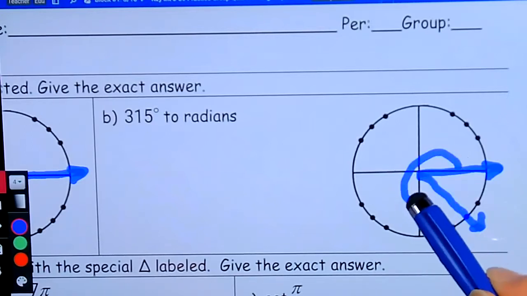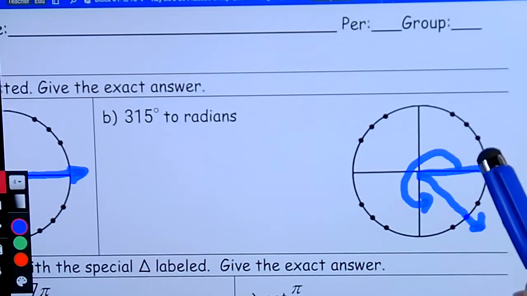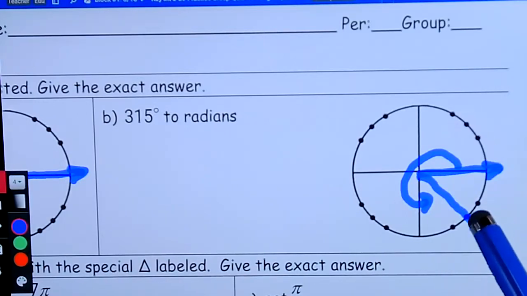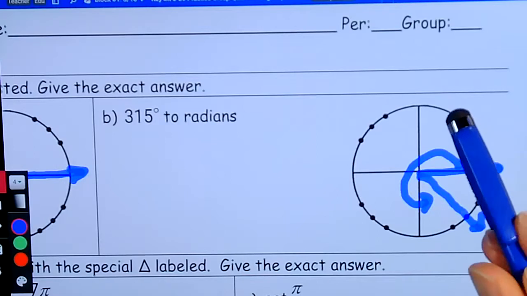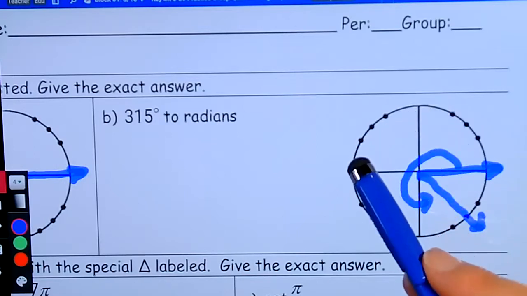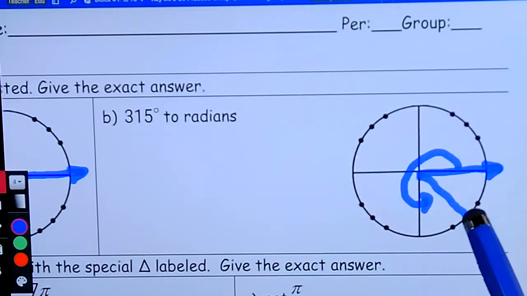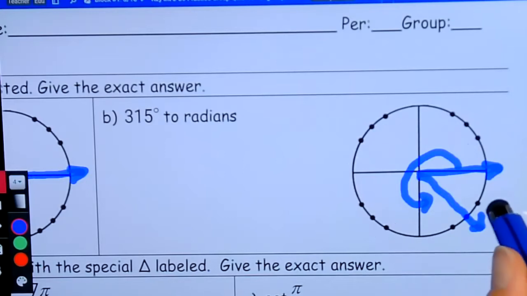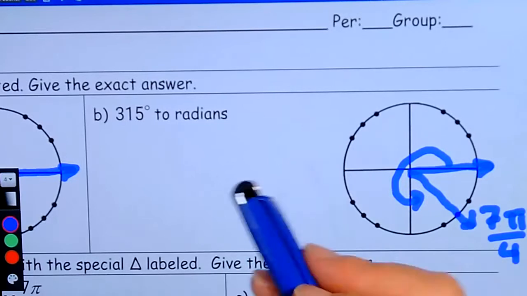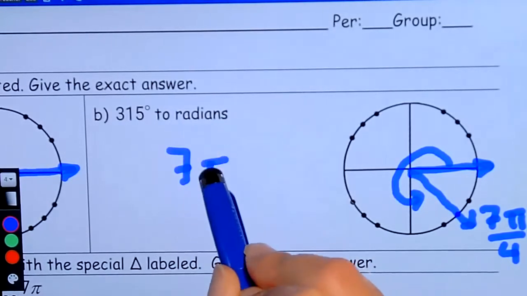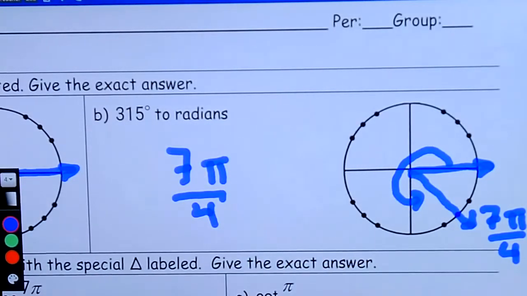So we're going all the way around to here. This is going to be 4 pi fourths. Going all the way around to here would be 8 pi fourths. So we are at 7 pi fourths. So our answer is going to be 7 pi fourths.